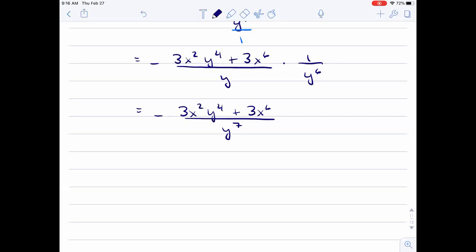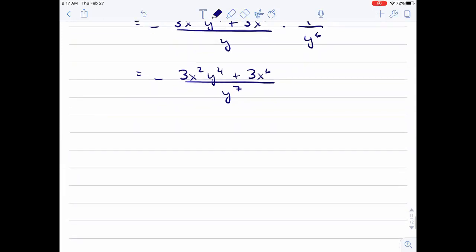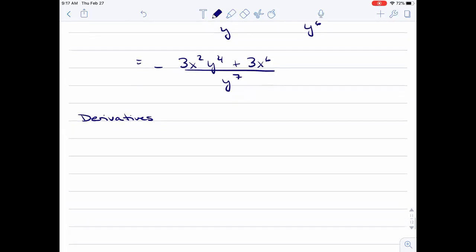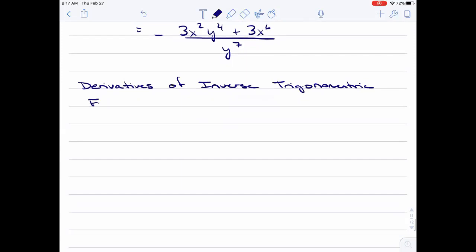How do we feel about some trig? Derivatives of inverse trig functions. It had to happen. More memorization coming your way. Derivatives of inverse trigonometric functions.